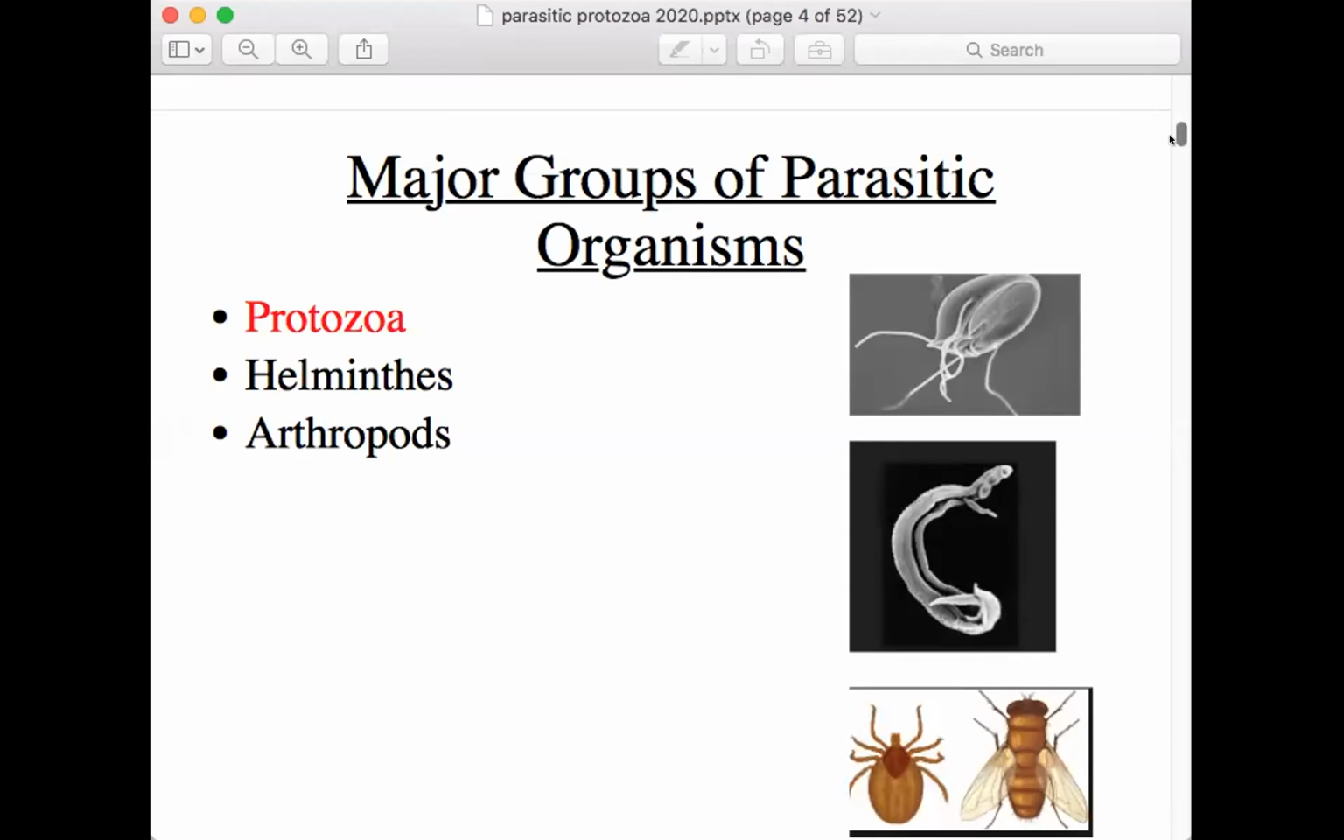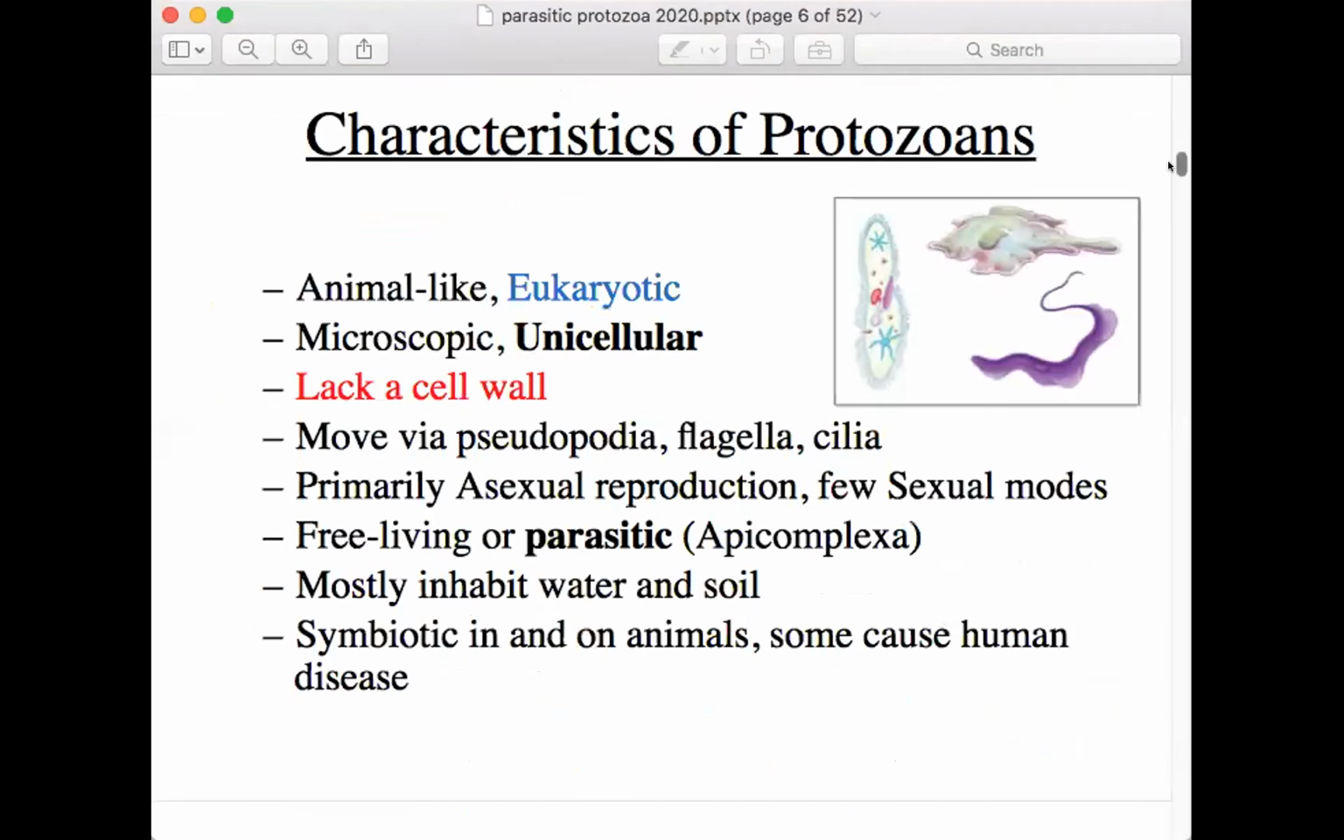We're looking at parasitic protozoa. Last week, we highlighted some very basic characteristics of protozoan organisms that you should remember. We talked about them being eukaryotic organisms, unicellular. They typically lack a cell wall. They have various modes of reproduction, but asexual reproduction is what we see most in them.